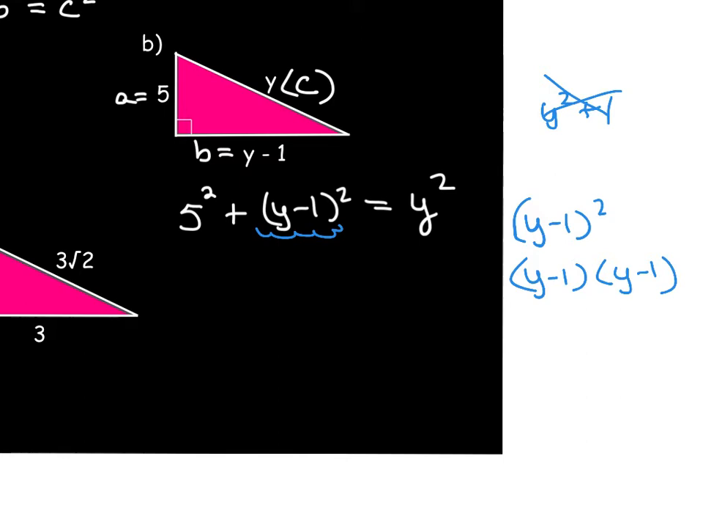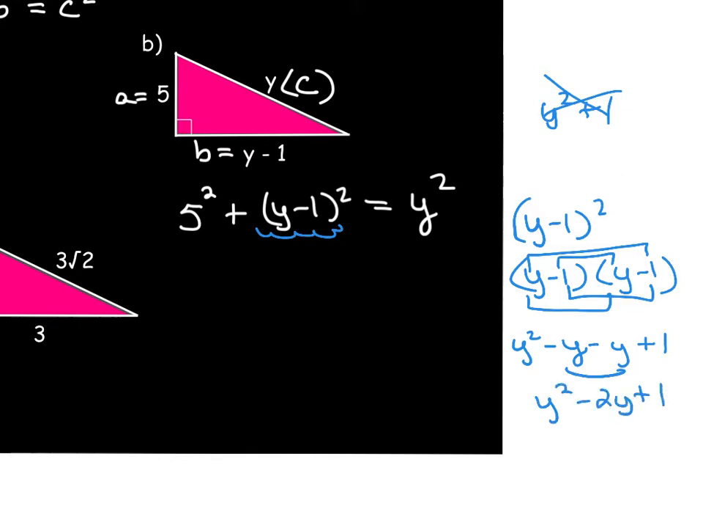So what I'm doing here is FOIL, or basically distributive property. First gives me y squared, outside gives me negative y, inside gives me negative 1y, and then last gives me positive 1. I need to add the middles, and this is what I get when I square the y minus 1. Notice, if I would have just done this, I miss out on the negative 2y, which is going to give me the wrong answer in the end.